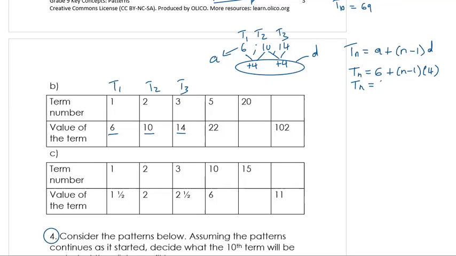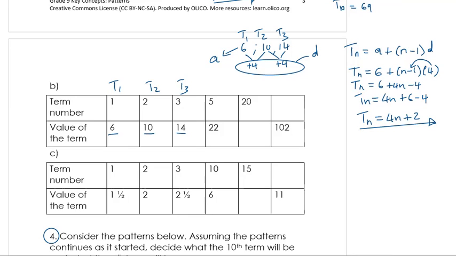General term equals 6, and then positive 4 times positive n gives us positive 4n. Positive 4 times negative 1 gives us negative 4. So when we do that, we group the n on this side, and then positive 6, and then negative 4. In the end, we have Tn equals 4n, and 6 minus 4 is actually a positive 2. So that's the formula for that pattern.